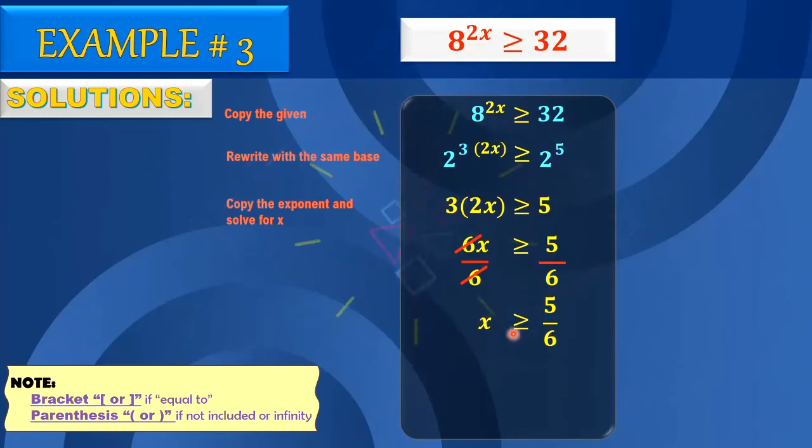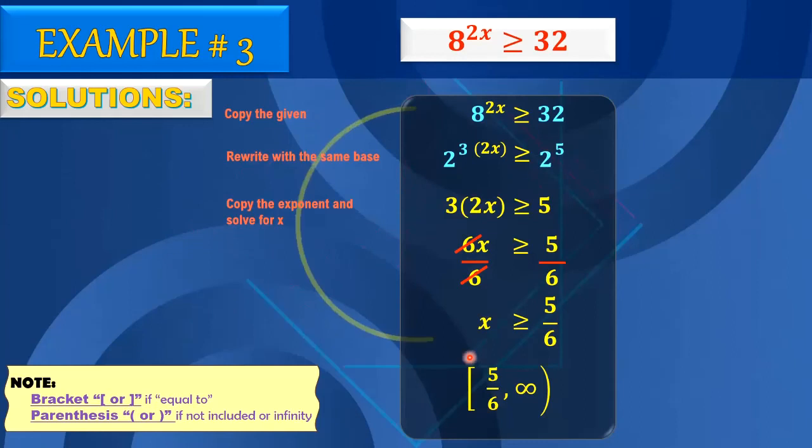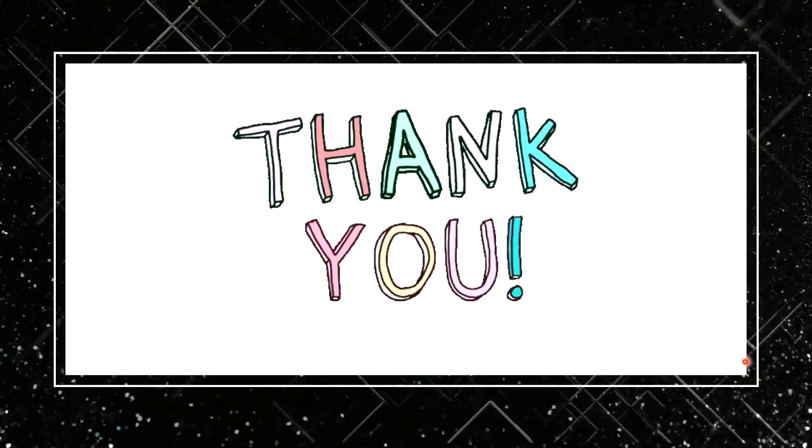So, the possible values of x are greater than or equal to 5 over 6. So, if we are going to show the set notation, this will be the answer. So, don't forget, use a bracket where there is an equal to, but still parentheses on the other side, or the right side, because it is infinity, to the positive numbers. That ends our discussion. Please don't forget to answer your assignment.